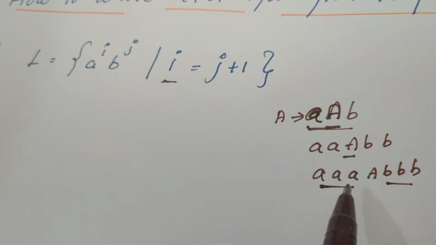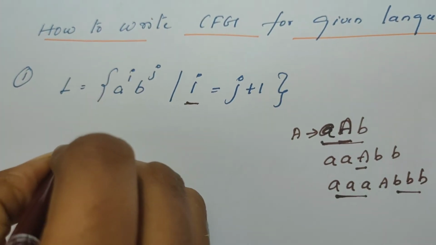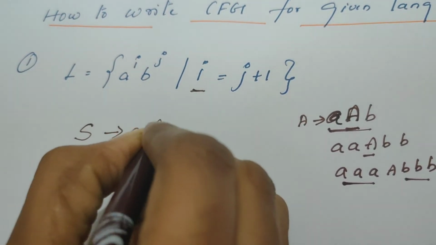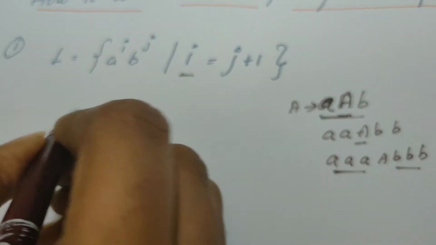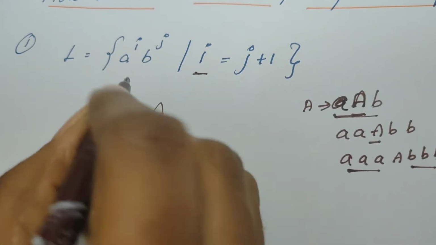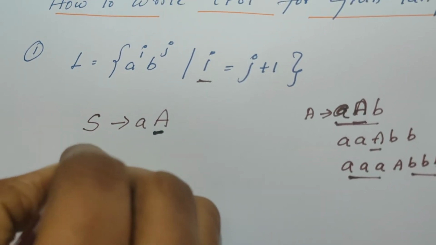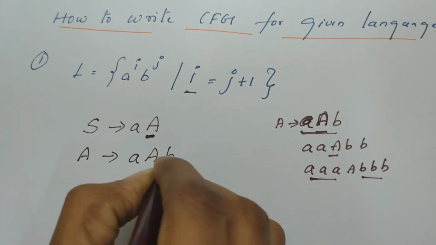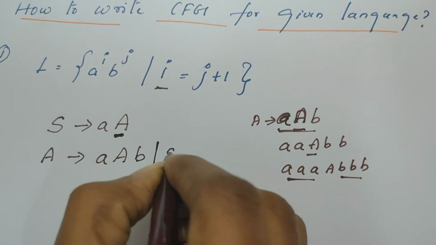Okay, this pattern, how does it help to derive the grammar for this language? We are going to write the grammar like this. S derives a A. S is a variable which is also the start symbol. The start symbol defines the pattern of this language, a A. Already one terminal a is there. So what should this variable A do? This variable A should produce an equal number of a's and b's. Finally, at one point, this A must be replaced by epsilon.